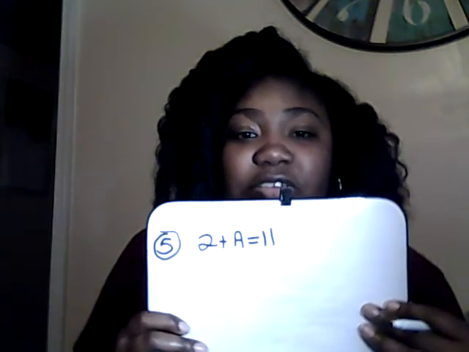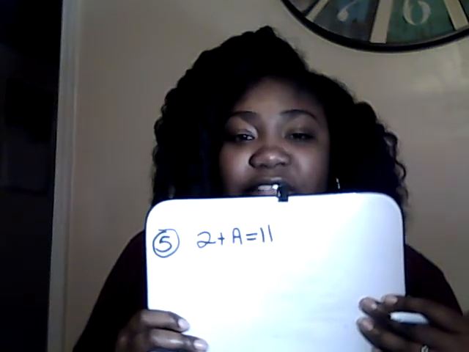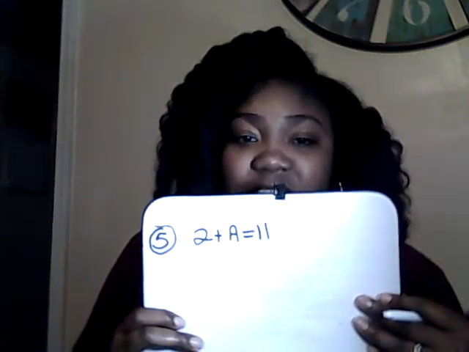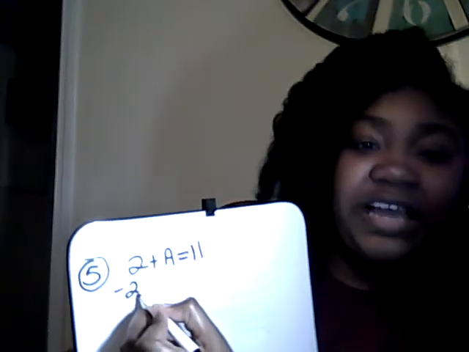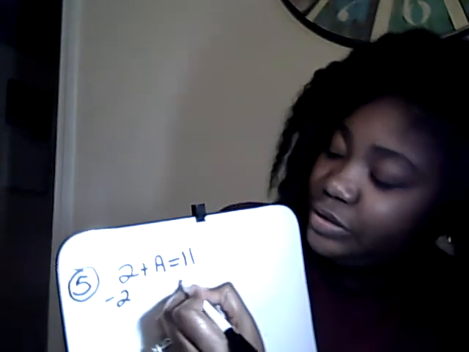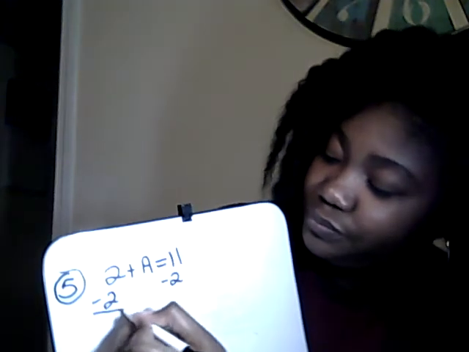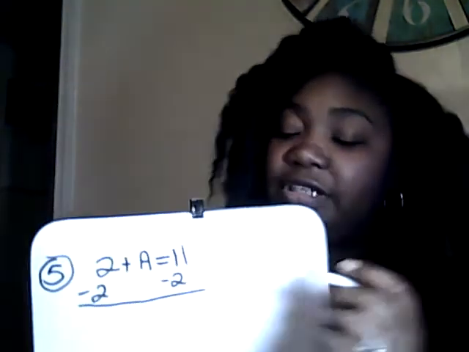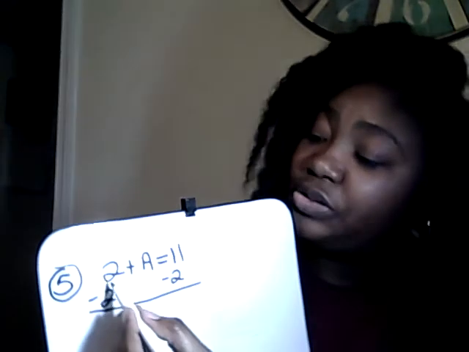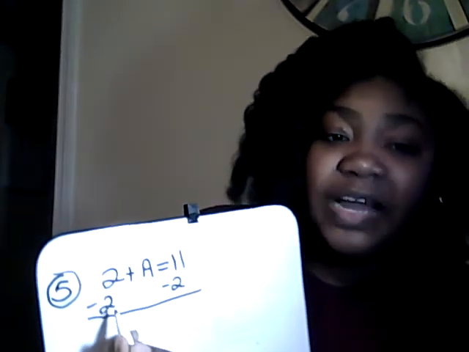So what do we have to make it to move it over to the other side? Negative 2. Correct. Negative 2 on this side. I have to do the same thing on this side, so negative 2 on this side. What are we going to do now? We're going to cancel out what can be canceled out, which is 2 and negative 2, because 2 minus 2 is 0.